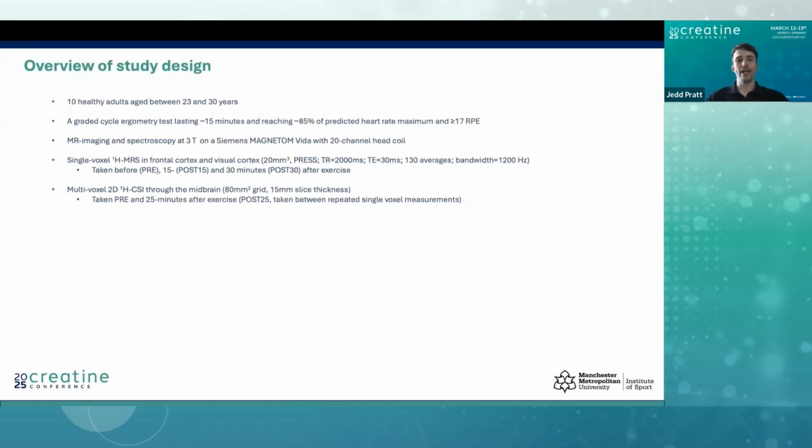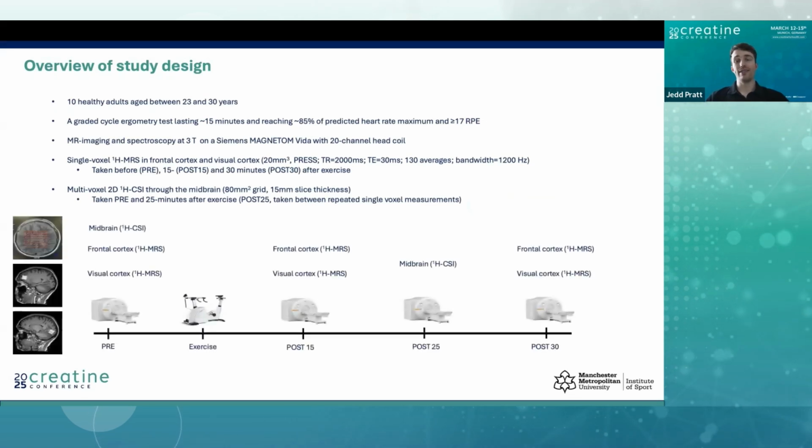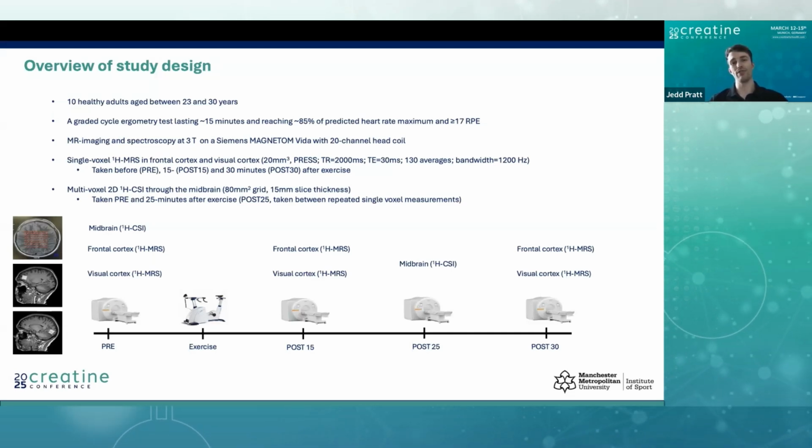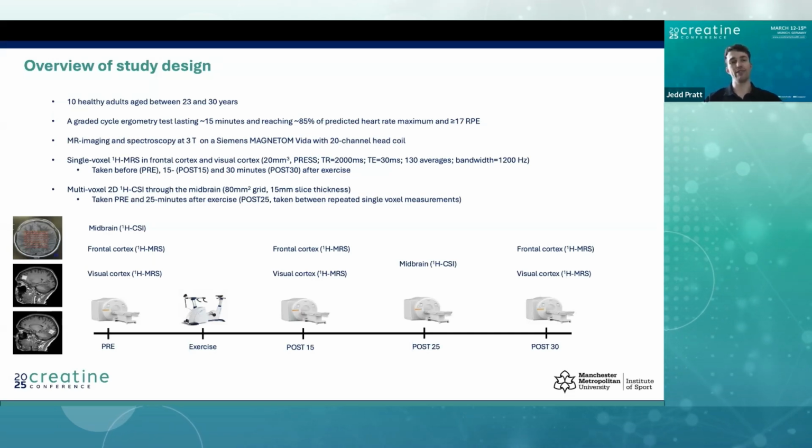So for this, this is an ongoing project. At the minute, we have 10 adults that have gone through this protocol. Again, they're young adults. And what we do this time is we put them through a graded cycle test on a cycle ergometer. And this test lasts approximately 15 minutes. The duration is dependent on how that subject reacts in relation to the heart rate, as we do work these individuals up to a predicted heart rate maximum of 85% and a rate of perceived exertion of 17 and above. So we're definitely getting to that hard level of perceived exertion.